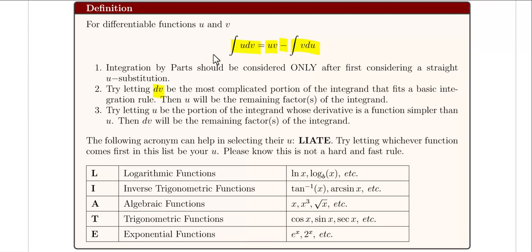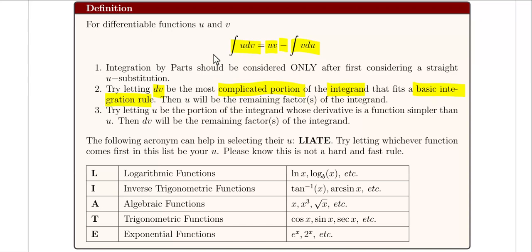Well, typically a good starting point is to let dv be the most complicated portion of the integrand that fits, and this is very important, a basic integration rule. Since you're going to be obtaining a v from the integral of dv, you want to make sure that you're able to integrate the dv. Now, once you define the dv, then u will be the remaining factors for the integrand.